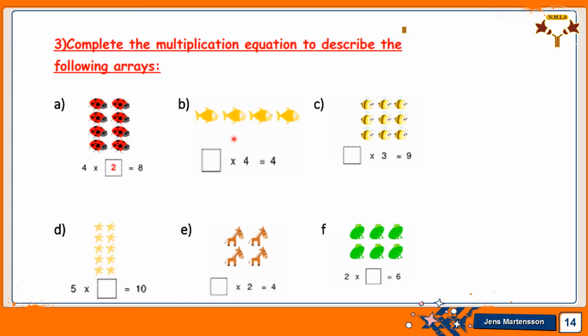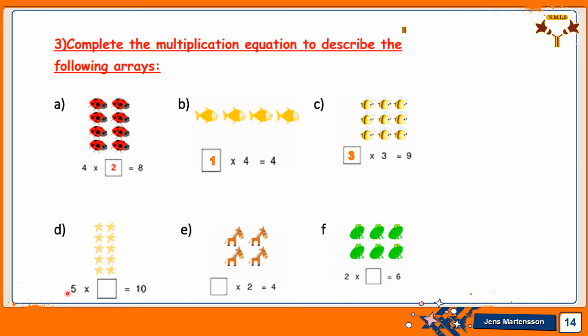Another exercise. Complete the multiplication equation to describe the following arrays. Here in this example we have 4 rows of 2 columns. So here we have what? We have 1 row of 4 columns. Number C. We have here how many rows? Yes, 1, 2, 3.